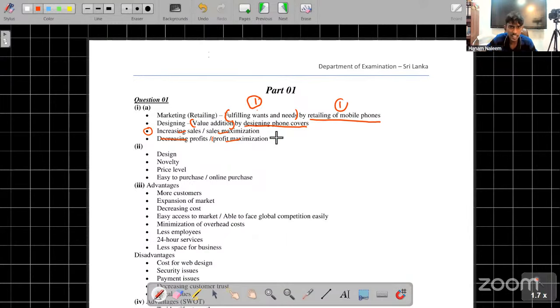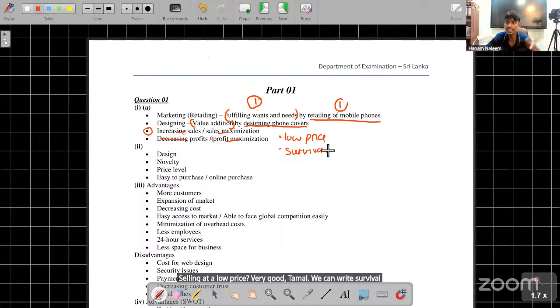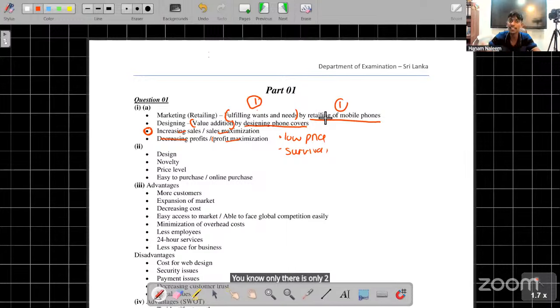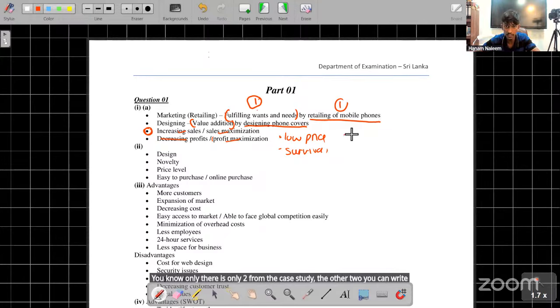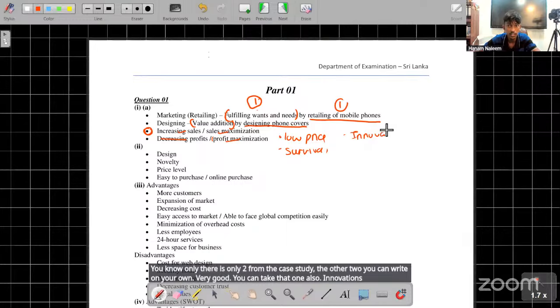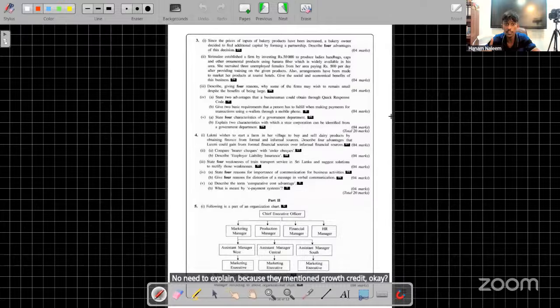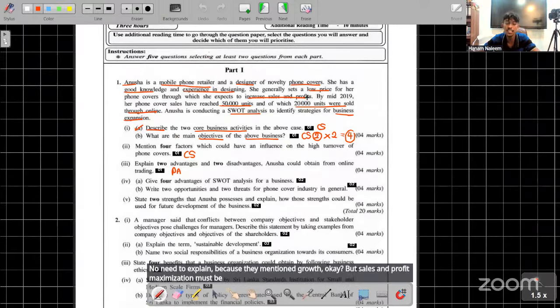Good, you can write maybe selling at a low price. Very good, we can write survival. And you can write any other goals. But careful when you write the goals. First of all, you have to write the goals which are from the case study. Since they're asking four, there are only two from the case study. The other two you can write on your own. Very good, you can take innovation too. No need to explain because they mentioned growth. Correct. But sales and profit maximization must be there because that is mentioned in the case study.